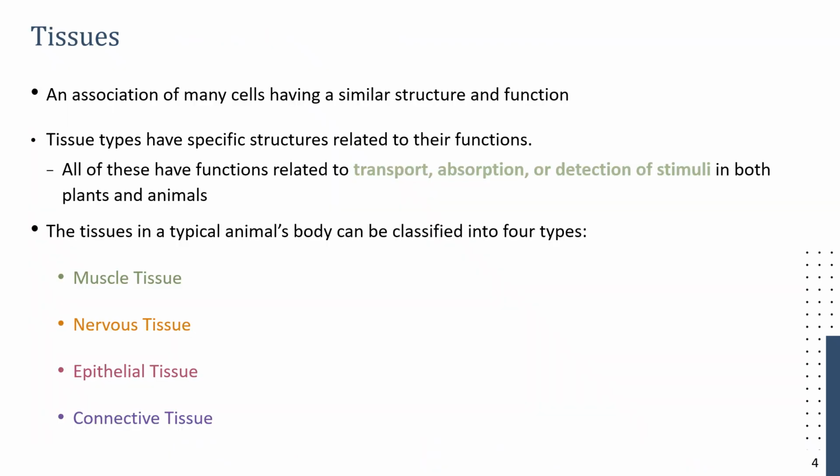So tissues are a group of cells that all have a similar structure and function. So we saw a picture of muscle cells on the previous slide where you have all of those muscle cells sort of lying together, and then as a group they take on a very specific function. Tissues are always going to have specific functions because they have a specific cell type.